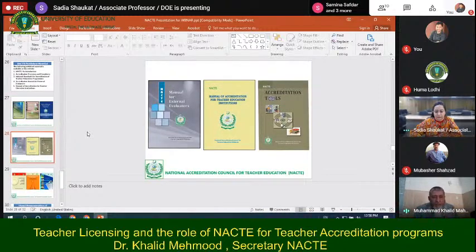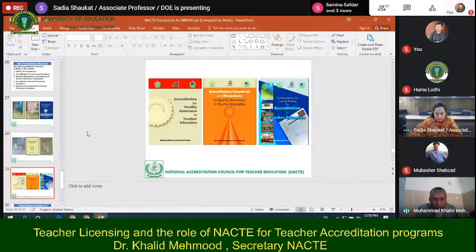These are manuals for external evaluators. Our accreditation teams, comprising external evaluators, go to the institution for data collection. We have developed this material so that they can get refreshed. These are accreditation standards, accreditation of quality assurance and other conceptual clarity material.